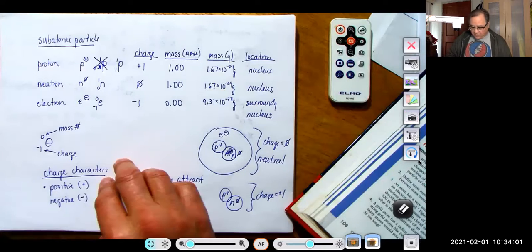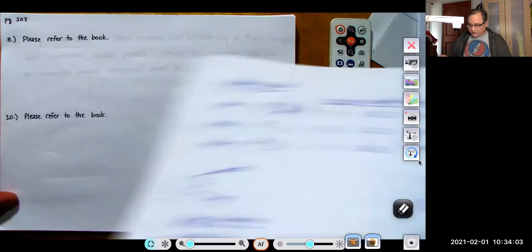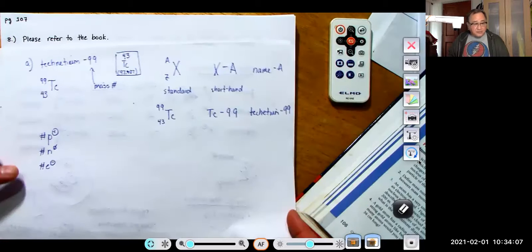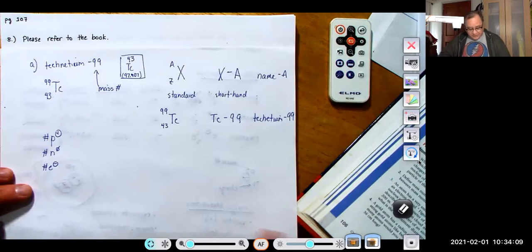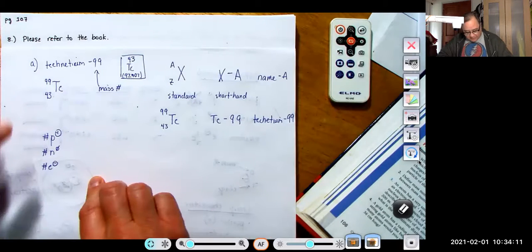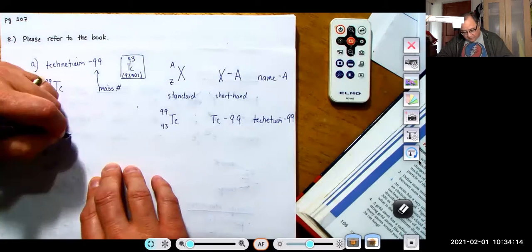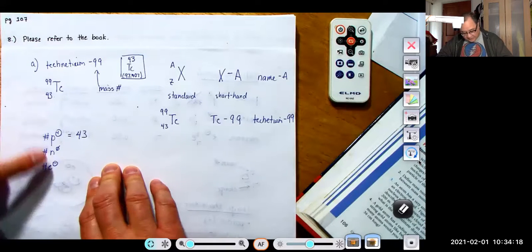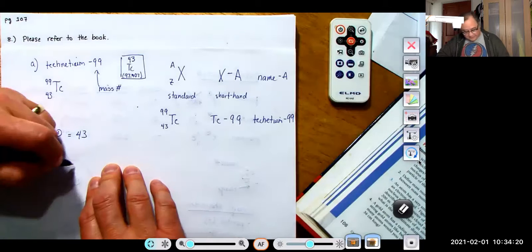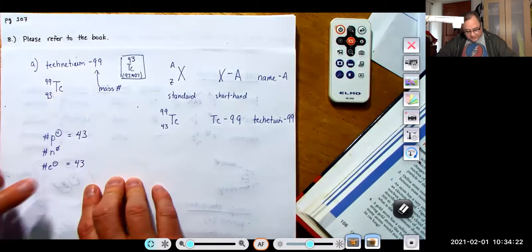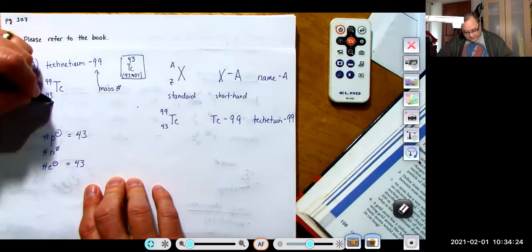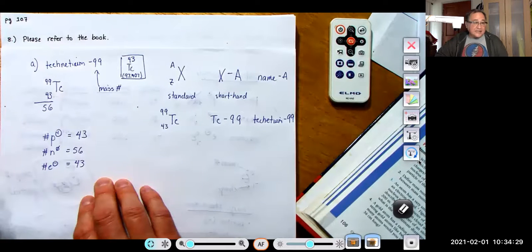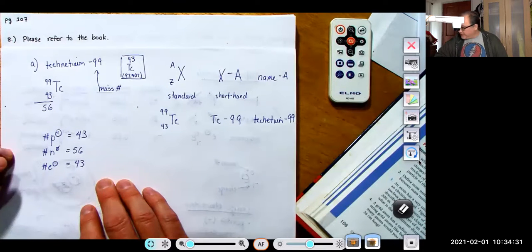Okay, so we know enough information now to go back and answer number 8. We want the number of protons, the number of neutrons, and the number of electrons. So I'm going to go first here to this bottom number, 43, for the number of protons. That is the atomic number. Number of electrons is going to be the same. Number of neutrons is going to be the difference between these two values, 99 minus 43, so 56. So there's our answer for technetium-99.